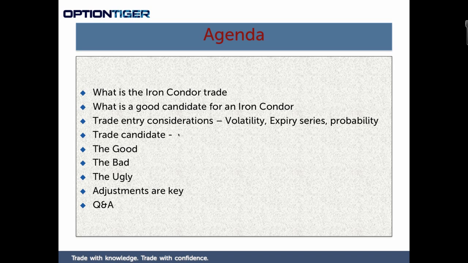We look at what are the bad things about an Iron Condor, and finally, every options strategy has the good, bad, and the ugly. So we can't ignore the ugly. In fact, I would say that the ugly of any option strategy is probably the most important consideration that we have to give. And of course, just like any other options position, adjustments are key to the Iron Condor. We'll discuss some of the more common adjustments.